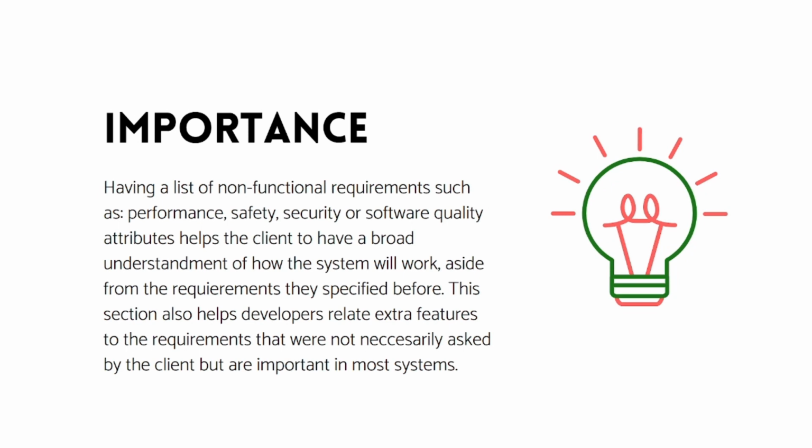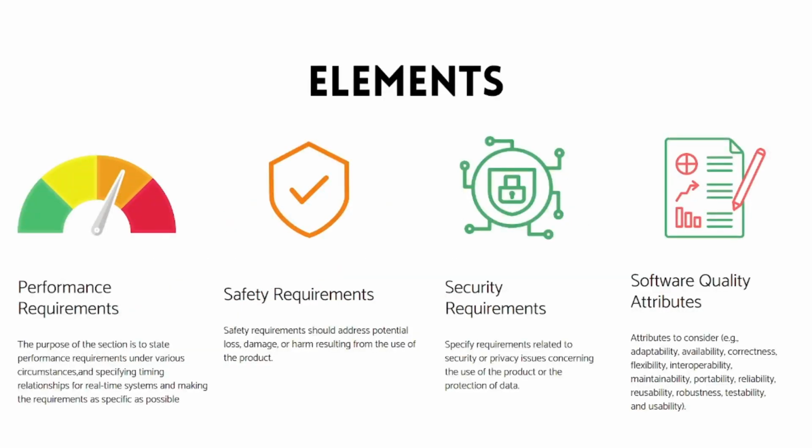This section is for the non-functional requirements such as performance, safety, security, or software quality, depending on the product. This helps the developers to relate extra features to the requirements that were not asked by the client. The first elements are the performance requirements, the second are safety requirements, the third are security requirements, and the fourth are software quality attributes like adaptability, correctness, flexibility.